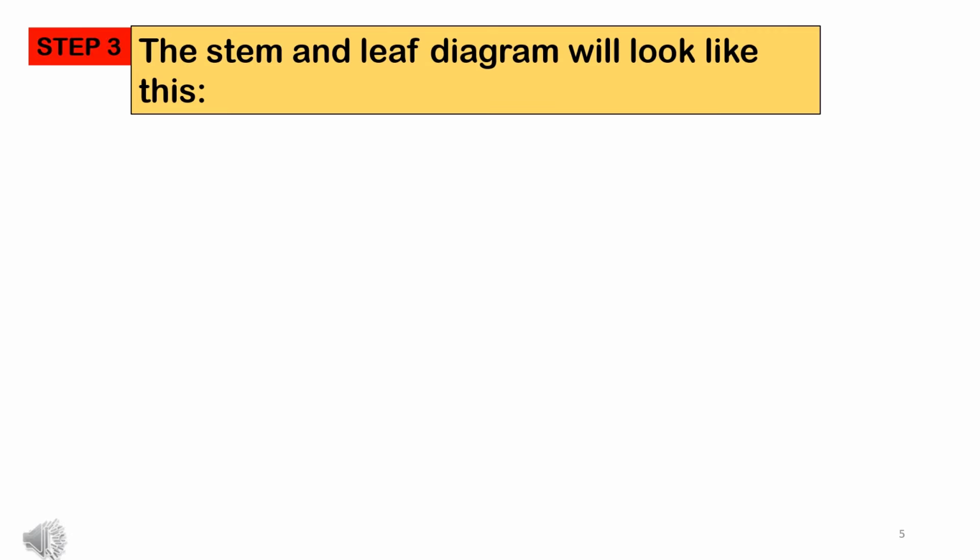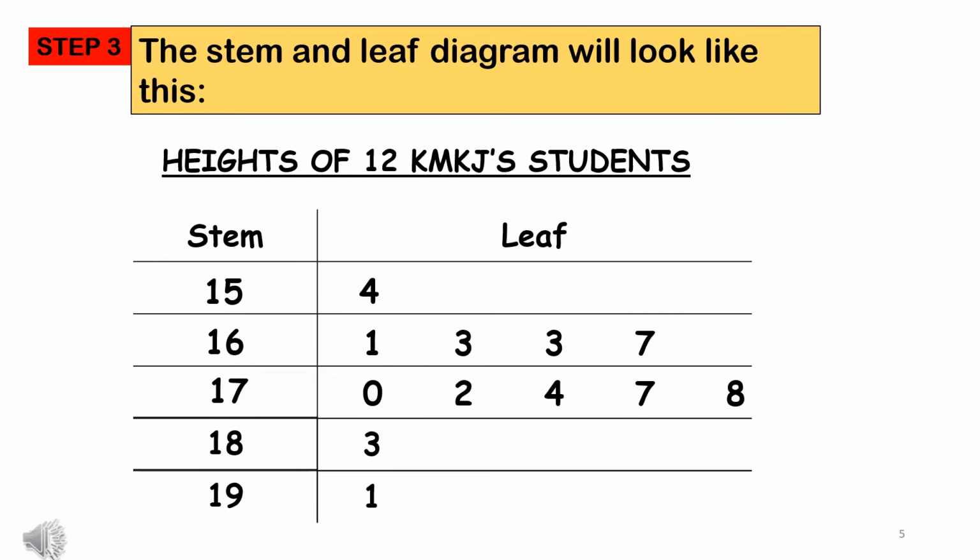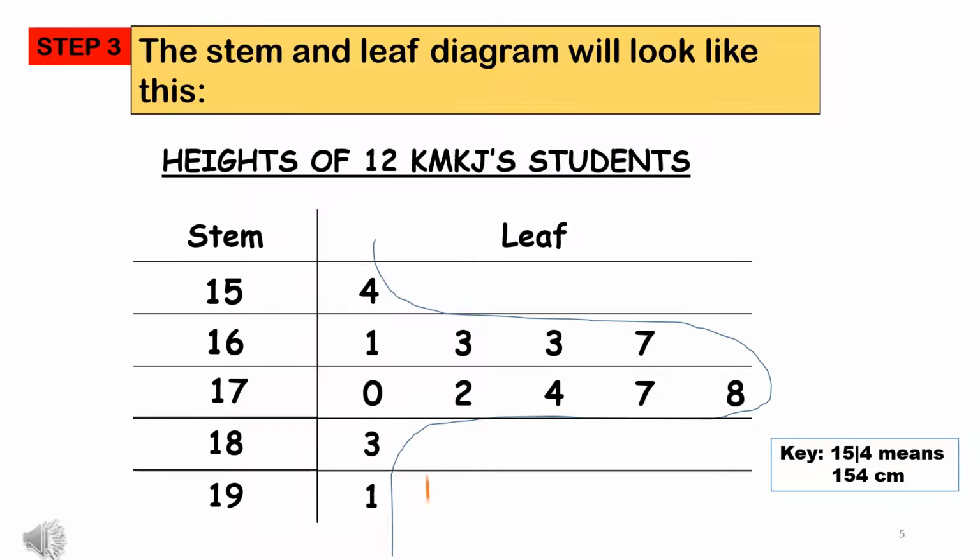Make sure to have a title for your stem and leaf diagram. Do not forget the key to your diagram. Once you are done with your stem and leaf diagram, you can interpret your data. The given data is a positively skewed data.